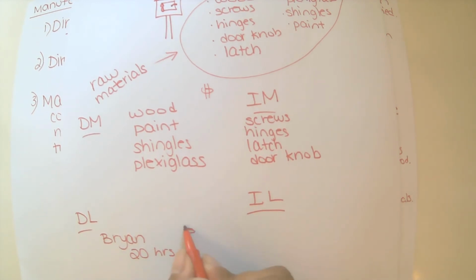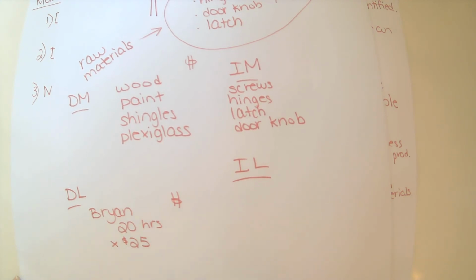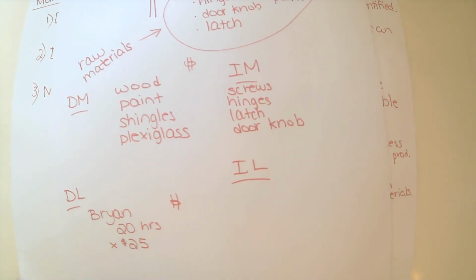And then to make it a cost, we have to quantify it. We'd multiply it by his labor rate. So let's say his labor rate was $25 per hour. That would be your direct labor cost.